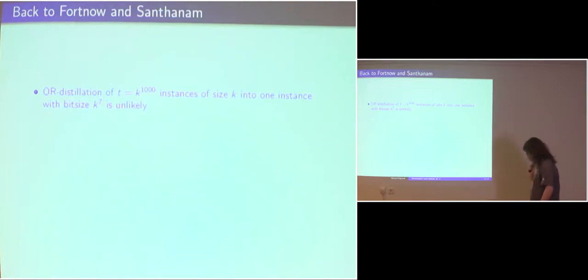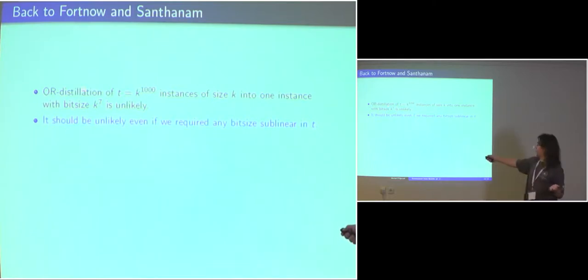Okay, so what is the intuition behind these weak compositions? Assume that I've got an OR distillation. I'm back to the Fortnow and Santhanam setting, and I've got a bazillion instances on the input, say k to the 1000. Now I do OR distillation. Basically what Fortnow and Santhanam says is that whatever bazillion I put here, I do not have composition into bit size, say, k to the 7. But intuitively, even OR distilling it to k to the 999 should be excluded, because even then I would lose some information.